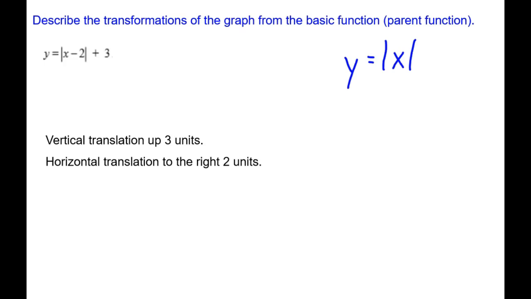Now you have a couple examples that I want you to attempt on your own using your transformation rules.